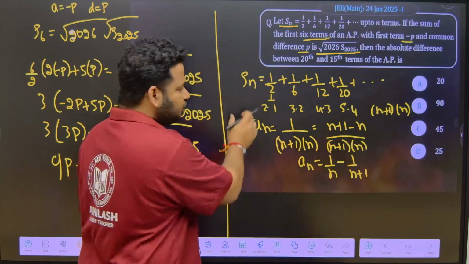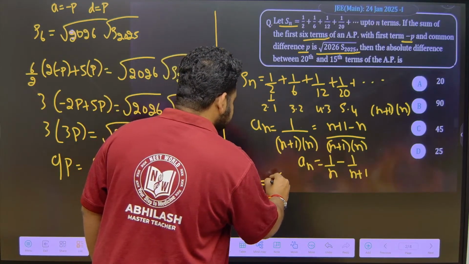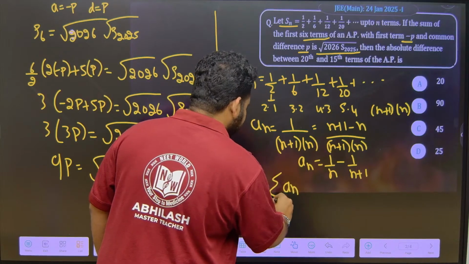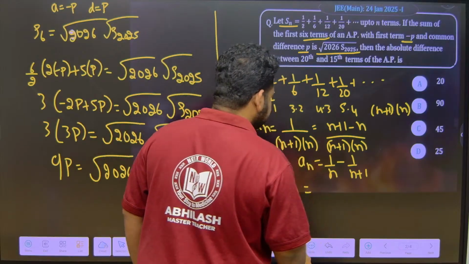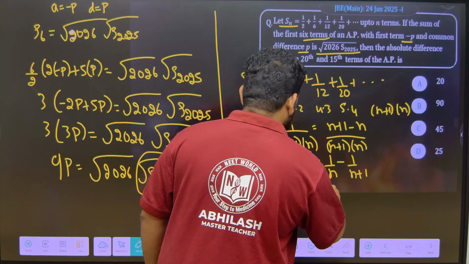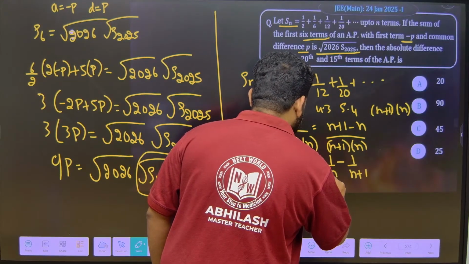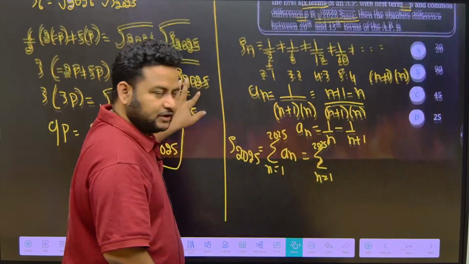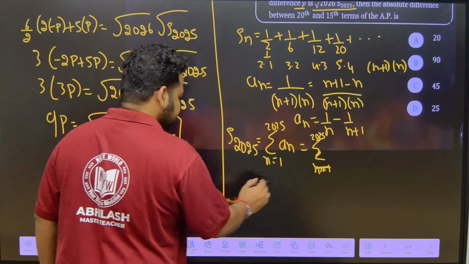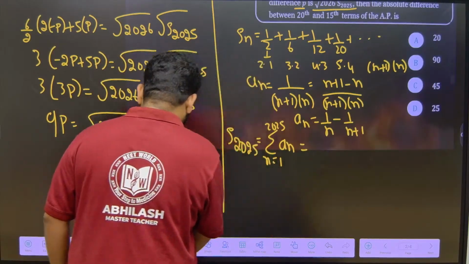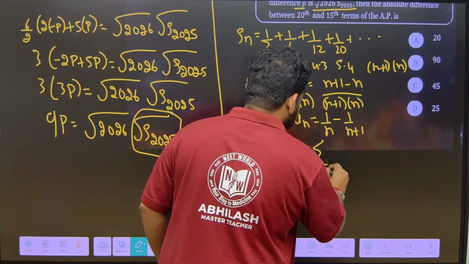Now I have to find what? Not Sn, I want to find S2025. This can be written as summation of an, where n is running from 1 to 2025. This is nothing but equal to the summation where n is running from 1 to 2025 of an.